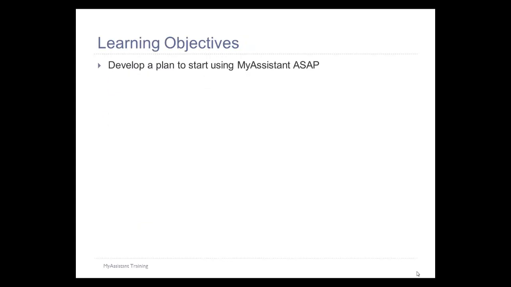The overarching goal of this tutorial is to help you develop a plan to start using MyAssistant as soon as possible. By the end of this week, our challenge to you is to have at least 3 tasks set up and pushing data from the MyAssistant software to someone in your company.